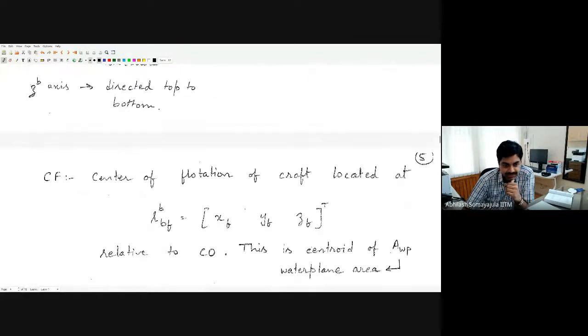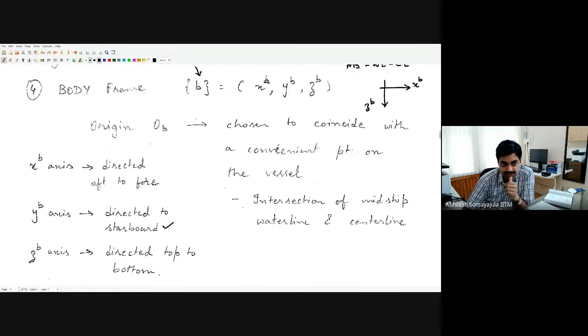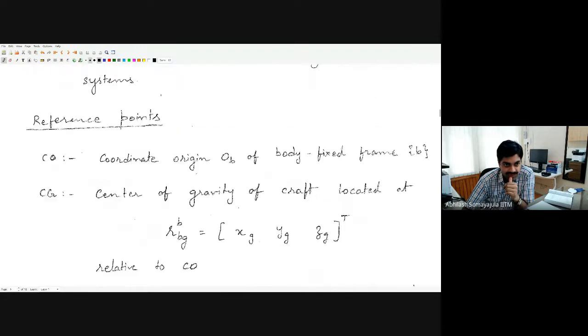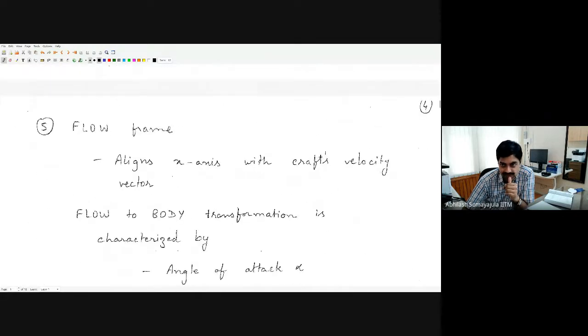All right. Now, with respect to this body frame, we need to also define something called the flow frame. Now, this flow frame is not so important, but it comes in handy at times when we are trying to compute the hydrodynamic forces on the vessel. So for that purpose, we will define what is called this flow frame. And all it does is align the x-axis with the craft's velocity vector.